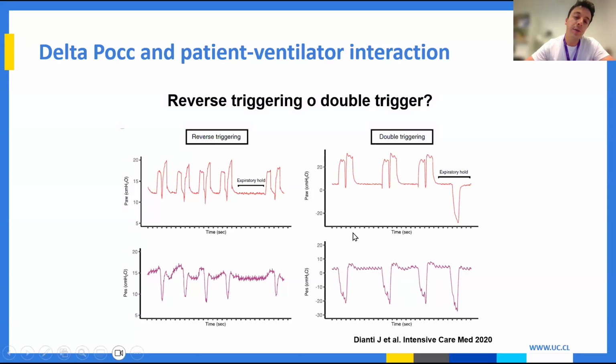And also, just to differentiate this kind of interaction, you need to look at the first cycle, which is triggering the vent. During reverse triggering, you won't have this kind of drop in pressure, whereas in double triggering, you will see that the patient is triggering the vent.